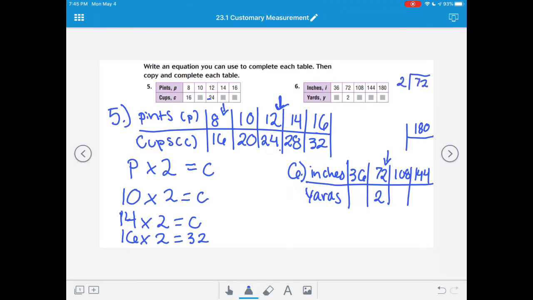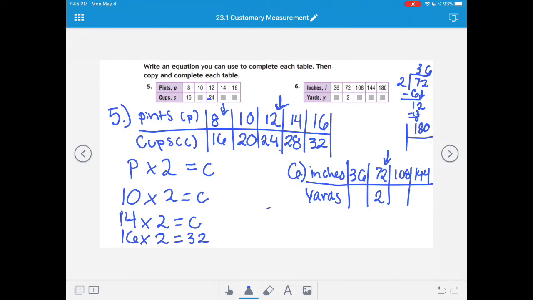So 2 can go into 7 3 times. 3 times 2 is 6. 7 take away 6 is 1. Bring down the 2. 2 can go into 12 6 times. 6 times 2 is 12. Subtract, we get 0. So I get 36. So that means that 72 divided by 36 is equaling the number of yards.